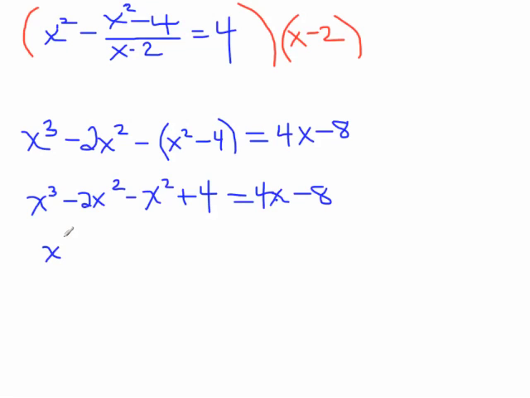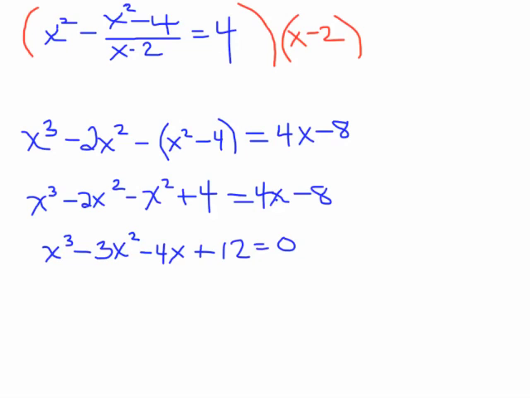Okay, we now have a cubic here, and we have to get everything on the left-hand side because that's how we solve a polynomial equation. We have to set the whole thing equal to 0. So I'll subtract the 4x over and get negative 4x. Likewise, I'm going to add the 8 on both sides. 4 plus 8 is positive 12. And this whole thing is equal to 0.